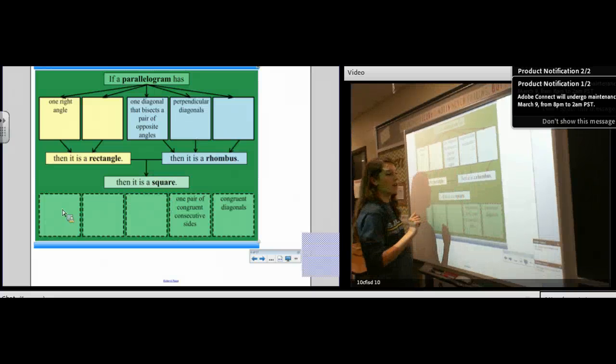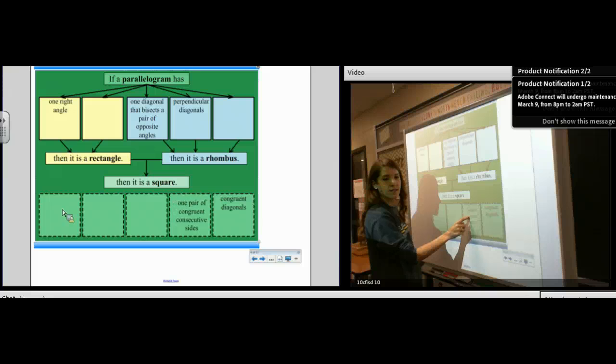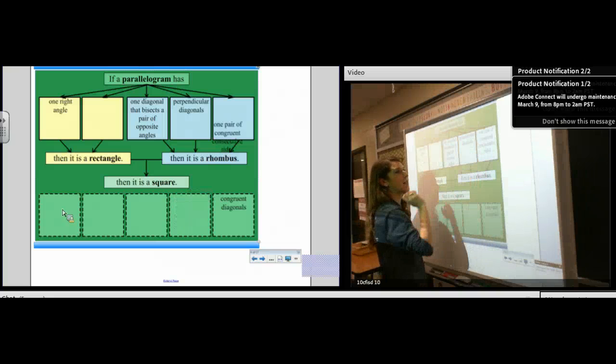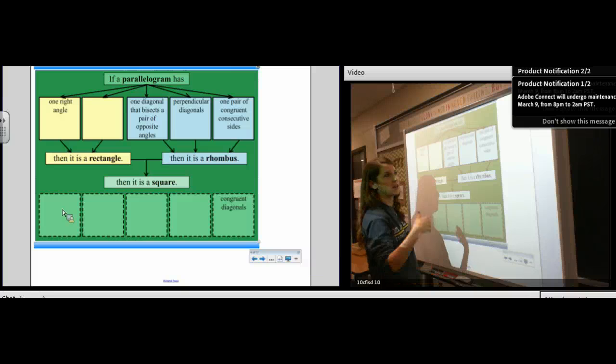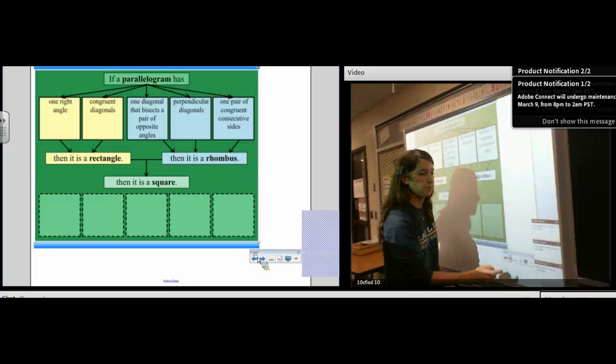Rhombus. Very good. If I'm a parallelogram and I've got one pair of congruent consecutive sides, it's kind of another way of saying all sides are congruent, so that's a rhombus. His opposite sides are congruent, but also his consecutive sides are congruent. And then the congruent diagonals is obviously a rectangle.